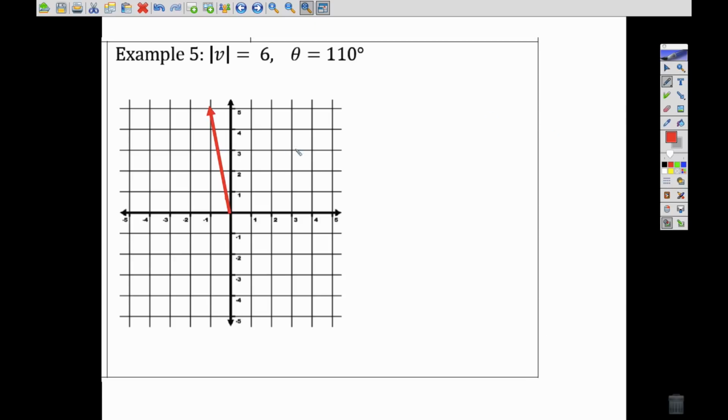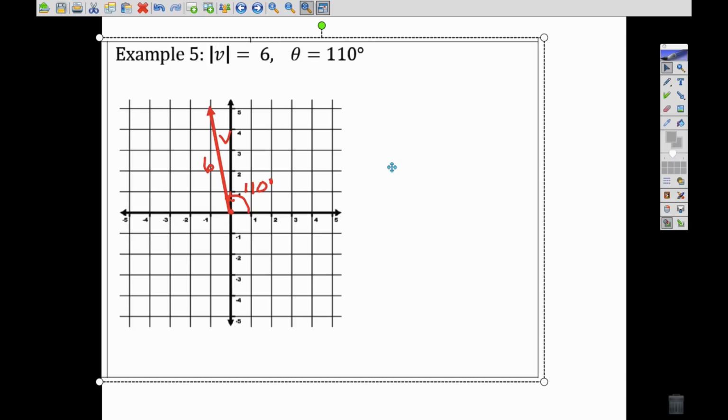And then what you want to do to convey the information from the problem is draw this in as 110 degrees, and I'm going to label this as 6, and I could also put a V there. It shows that we have a magnitude of 6 on vector V, and this is 110 degrees. And again, if we wanted to, we could move this, but it just made life a little bit easier to start at the origin.